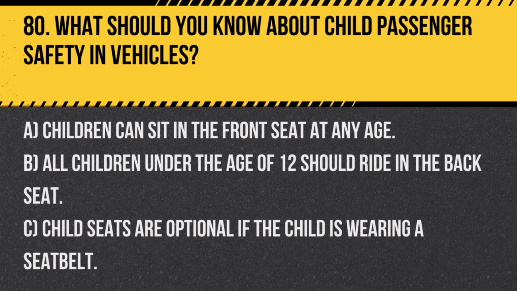Question 80. What should you know about child passenger safety in vehicles? A. Children can sit in the front seat at any age. B. All children under the age of 12 should ride in the back seat. C. Child seats are optional if the child is wearing a seatbelt.